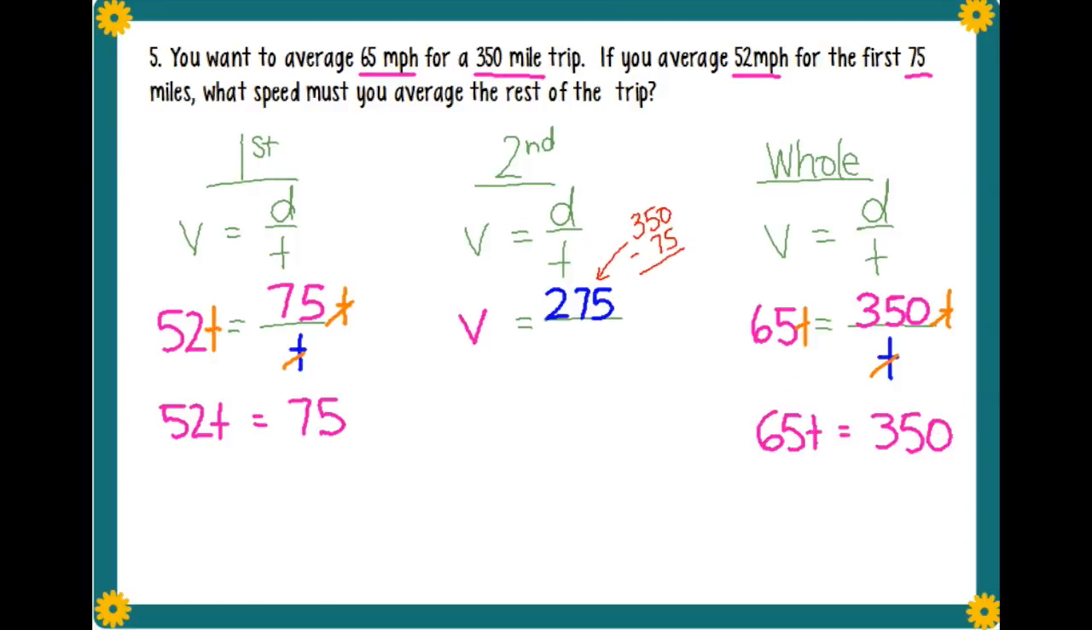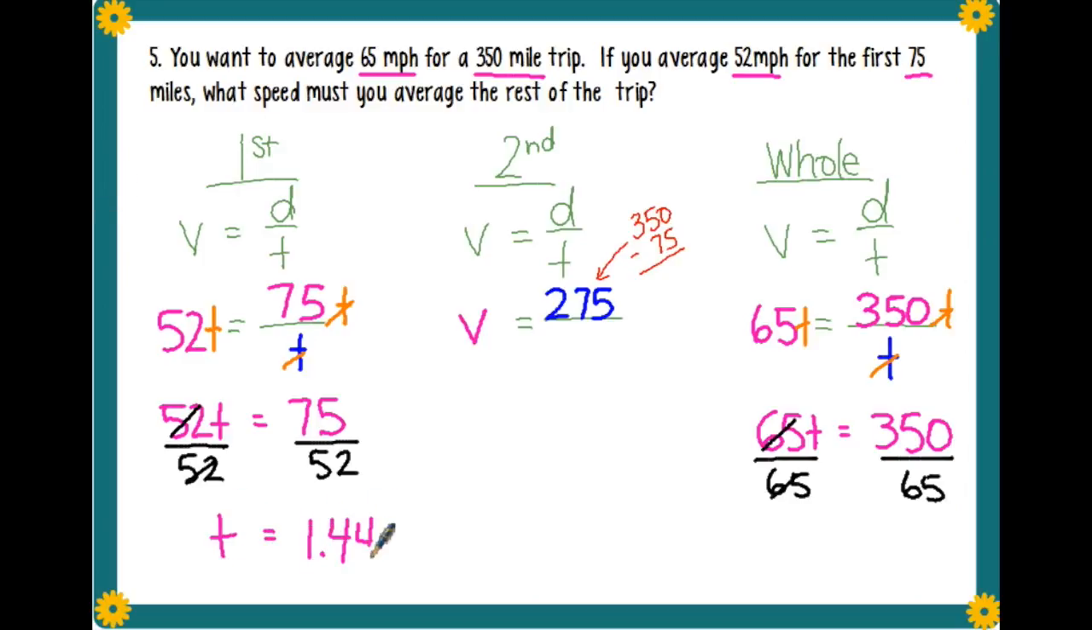I'm going to get t by itself now. So over here, I have to divide both sides by 52. Over here, I have to divide both sides by 65. So I can divide and get the first part of the trip has a time of 1.44 hours. I know it's hours because it's miles per hour. And get the whole trip takes 5.38 hours.